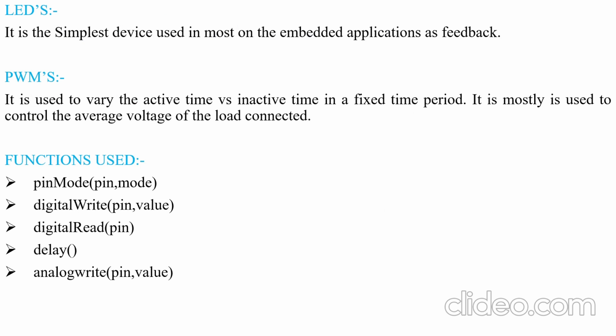Then LED. The LED is the simplest device used in most embedded applications as feedback. Then PWM is used to vary the active time versus inactive time in a fixed time period. It is mostly used to control the average voltage of the connected load. Then the functions used: first pinMode, second digitalWrite, third digitalRead, fourth delay, fifth analogWrite.